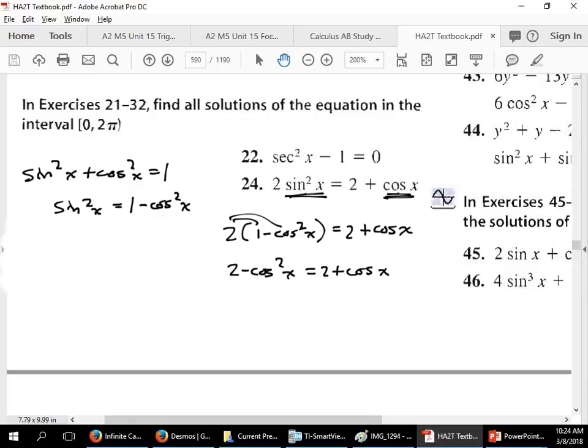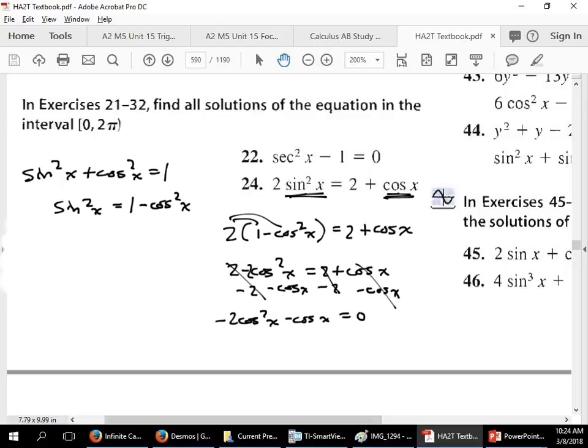Would it be 2 minus 2 cosine? Oh yeah, thank you. There should be another 2 right there, because we have to multiply it to each of those. Okay, and then I'm going to subtract 2 from both sides. Peace out 2, and subtract 2 from here. Oh, that 2 went away too. Okay, and then I'm going to subtract cosine x from both sides. So now I have negative 2 cosine squared x minus cosine x equals 0, because there's nothing left over there.